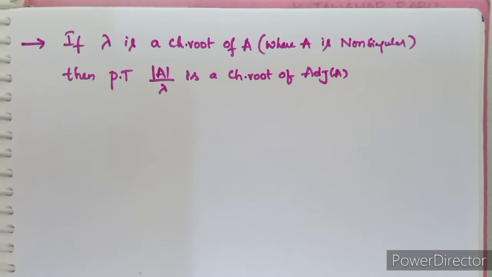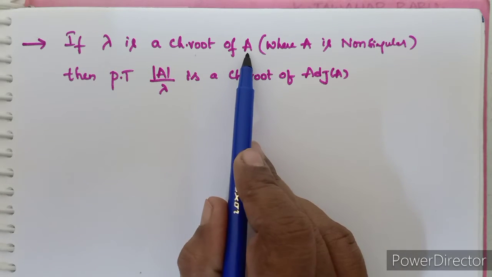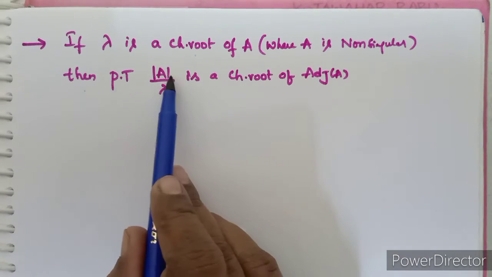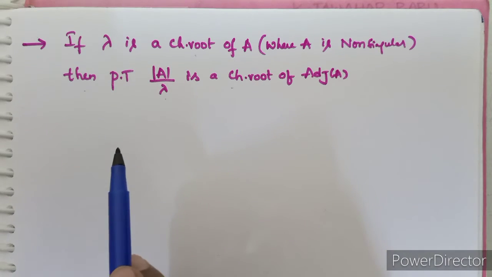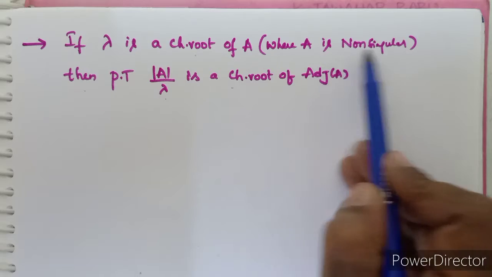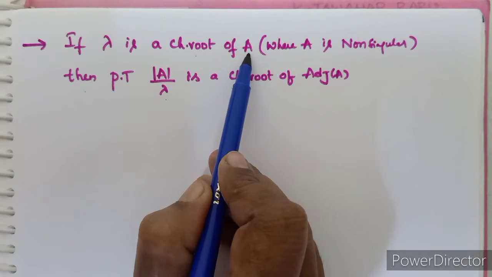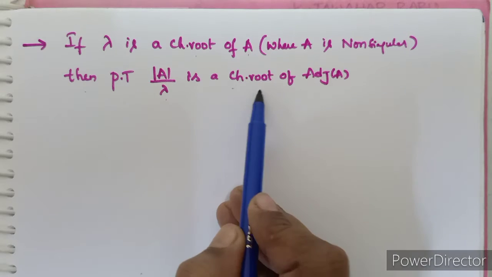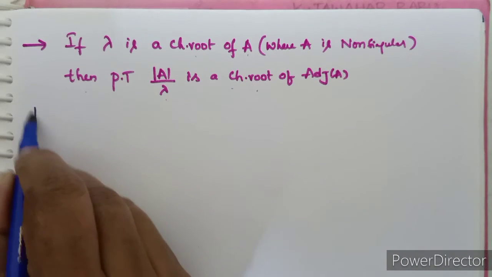Now we will see one more question. If lambda is a characteristic root of A, then prove that det A by lambda is a characteristic root of adjoint A. Here, the given matrix A is non-singular. Anyhow, if lambda is a characteristic root of A, det A by lambda is a characteristic root of adjoint A. How? We will see now.